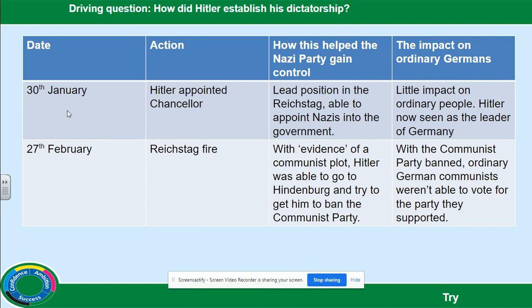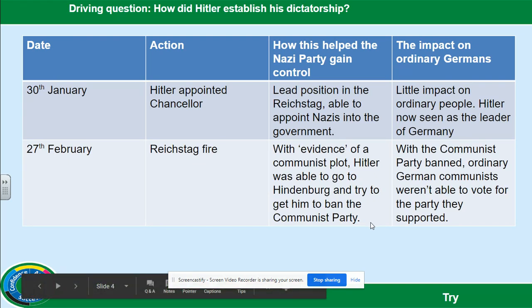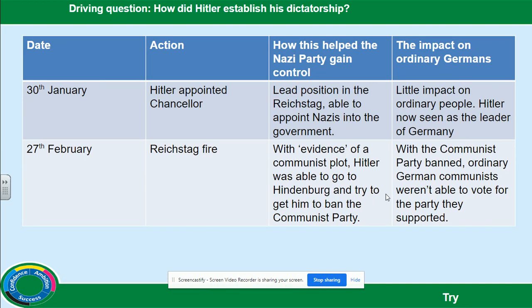The next example, on the 27th of February, the Reichstag Fire happened. This helped the Nazis gain control, as with evidence of a communist plot, Hitler was able to go to Hindenburg and try to get him to ban the Communist Party. This meant, with the Communist Party banned, ordinary German communists weren't able to vote for the party they supported. You need to complete the rest of the table in the same way. Use the reading that is attached with the video to complete it. So pause the video and complete that now.